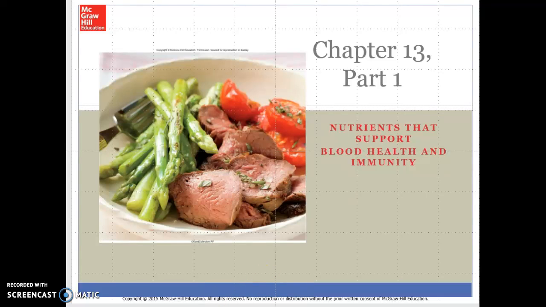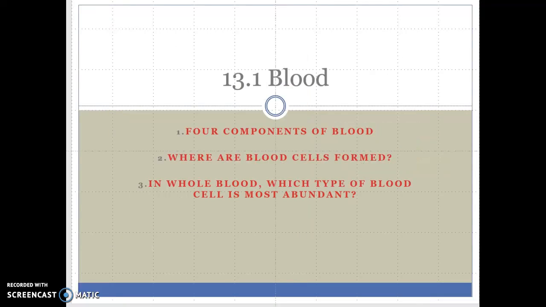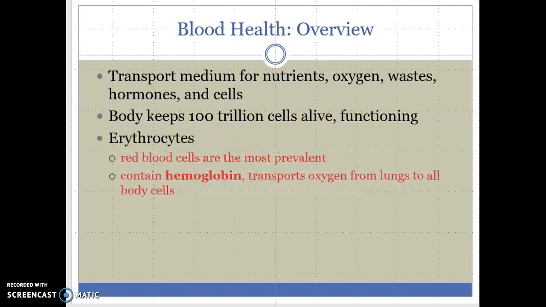This is complicated, so I'm going to try to make it as simple as I can to think about what you need to review. So we're talking about blood health and the components of blood. So first we have to understand what blood is made of, and then we have to understand what nutrients are important for healthy blood, and then we have to understand what happens if we have deficiencies of these nutrients. So there's 4 components of blood. I'll talk about where blood cells are made, and then which are the most common types of blood cells.